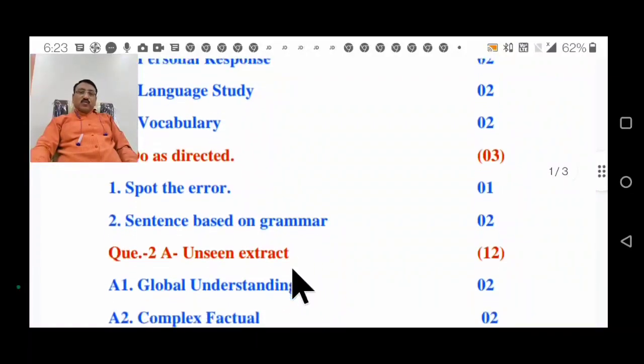So let us move to the question number 2a. Here the student will have an unseen passage. The passage the student has not studied so far in the classroom. This passage will not be from the textbook. It will be a non-textual passage.